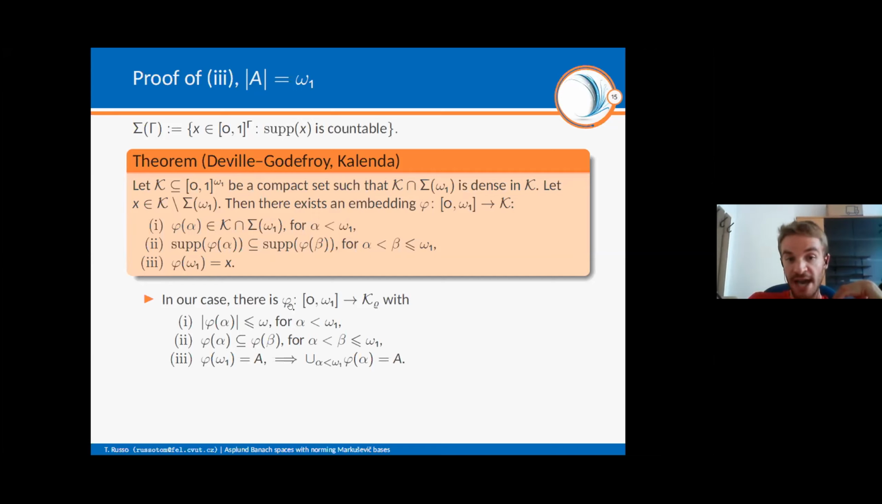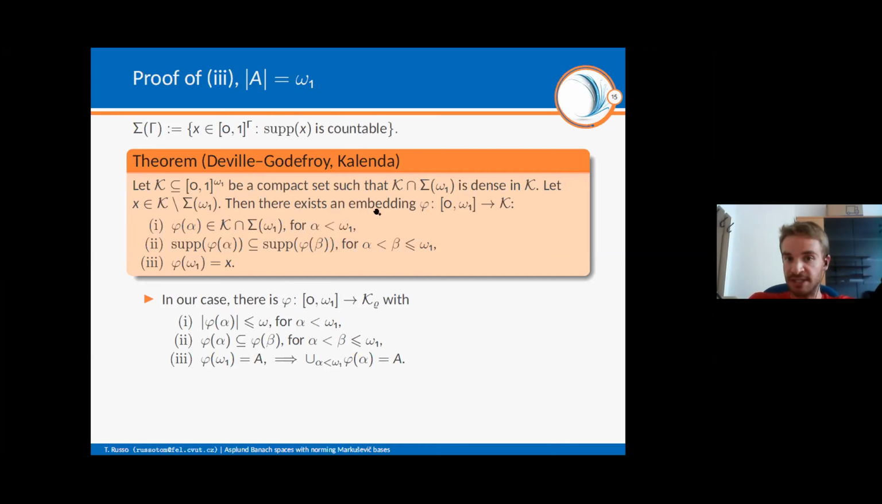So in our case, we pick a set A, which is uncountable, and our goal is to show that this has to be an initial interval. So pick A uncountable and apply Kalenda's result. Since it is uncountable, it can be seen as the last point of an embedding of [0, omega_1]. So there is a function phi from [0, omega_1] to K_0 such that phi of alpha is countable for the first ones, because for countable ordinals, phi of alpha is a countable set. Phi is an increasing function because of this condition on the support. And the last condition is that phi of omega_1 is our set A.